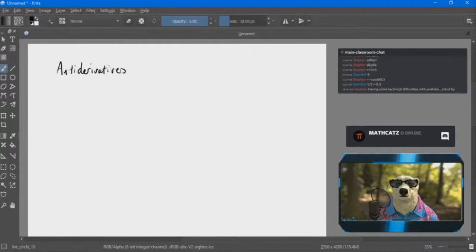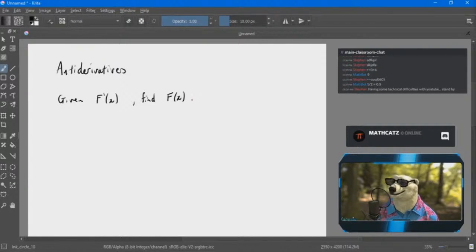Antiderivatives, where we're given a function. Now it could be called anything. I'm just emphasizing that it's the derivative of something. I don't necessarily know what the function is. We want to find the original function that can give me that derivative.